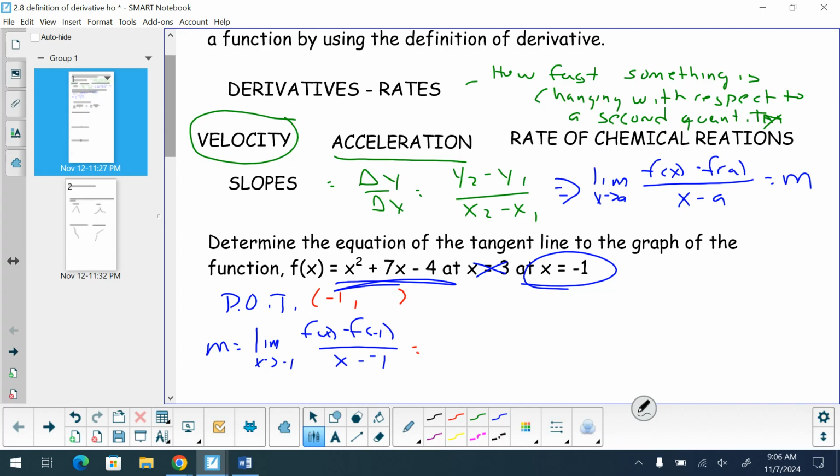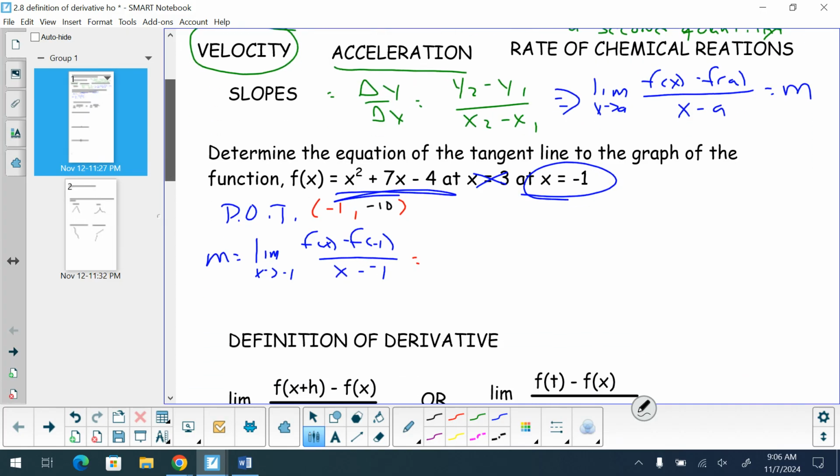Alex, what was our point of tangency? -1 what? Point of tangency? Oh, -10. Okay, finding our slope, Corbin, what do you get for the slope? Value of 5. Okay, so then we go into our equation. We have 5, x minus the -1 equals y minus the -10. And we find our equation.